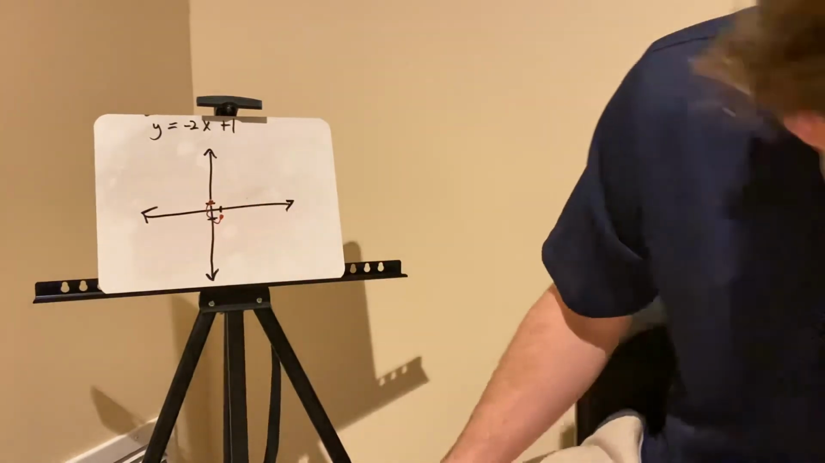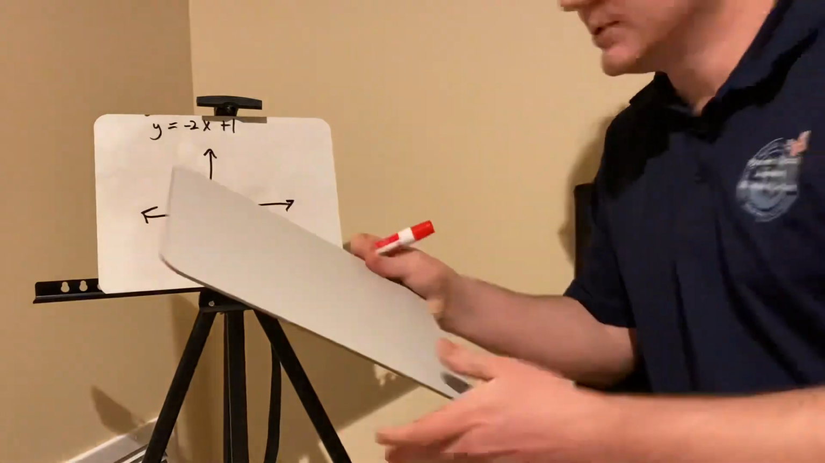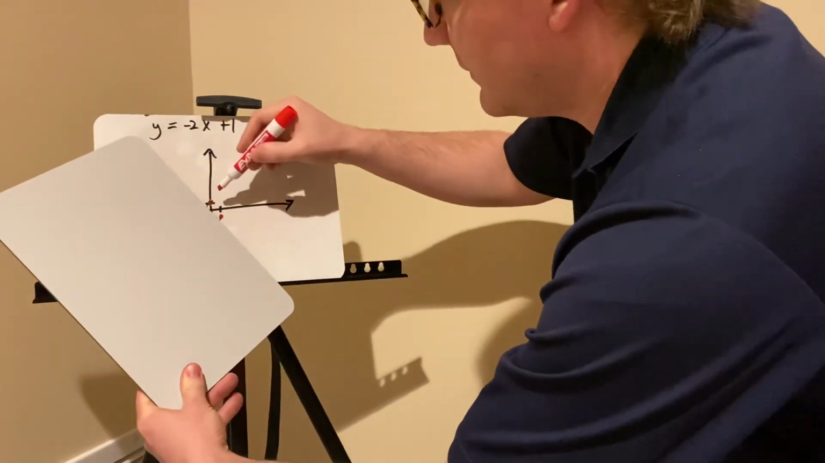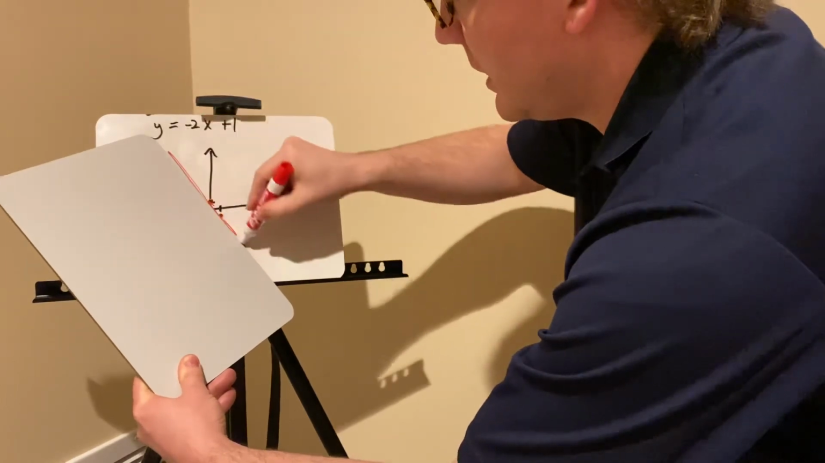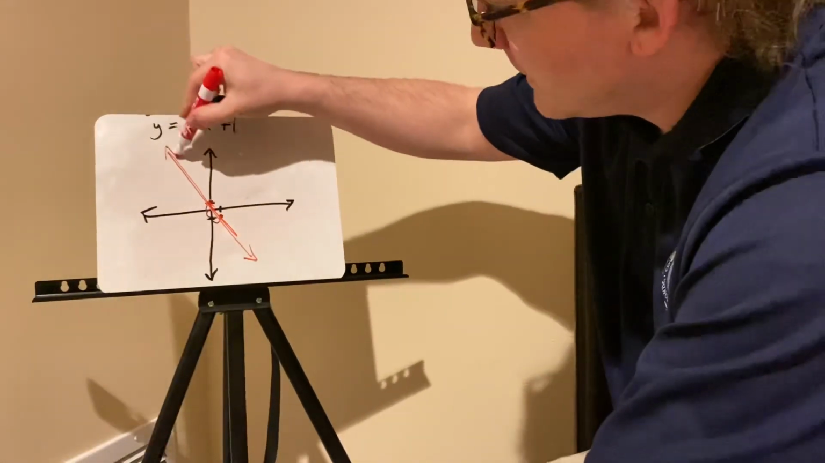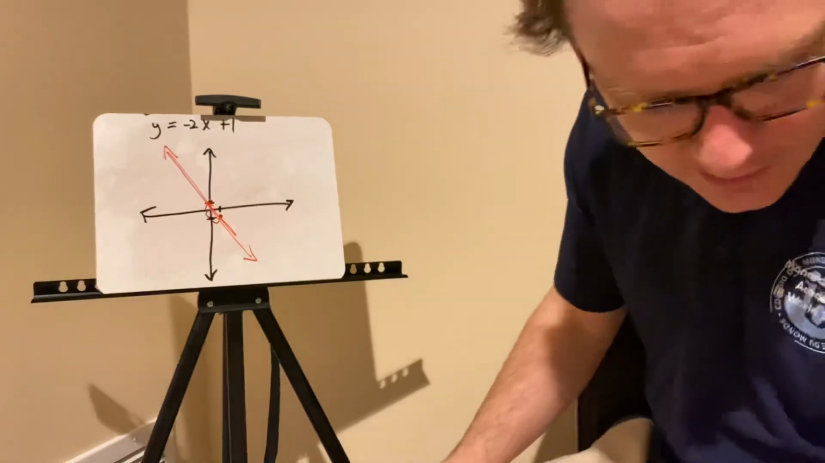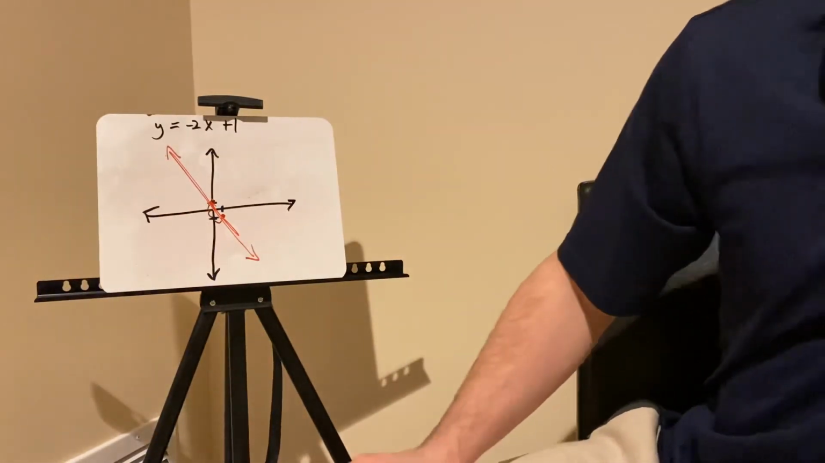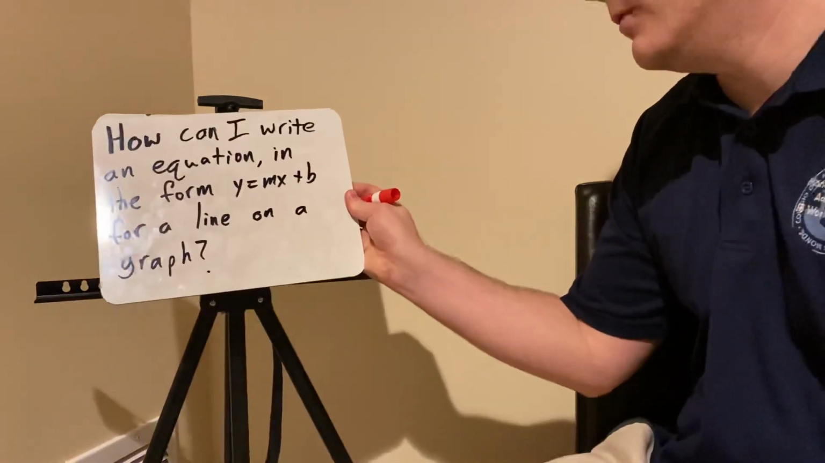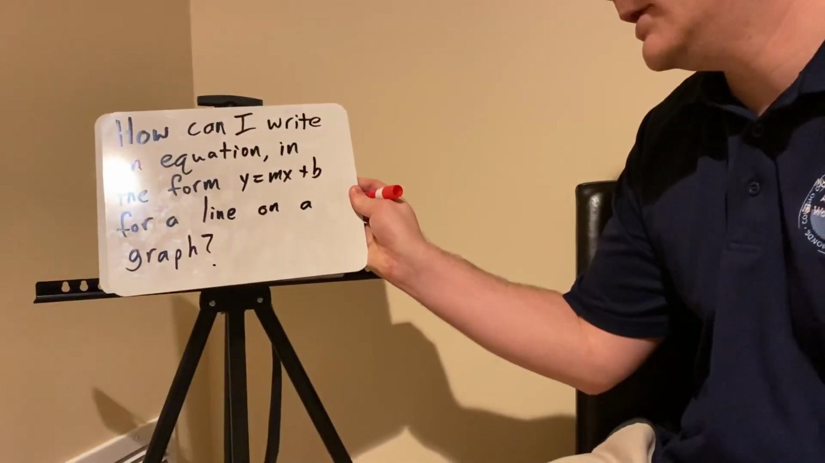Now I would get a straight edge and literally just use this, or you can just sketch it depending on how accurate you have to be. And I can use this to draw a straight line through there. As long as it goes through both points, it's the right line. Ta-da! And that's it. All right. How can I write an equation in the form y equals mx plus b for a line on a graph?